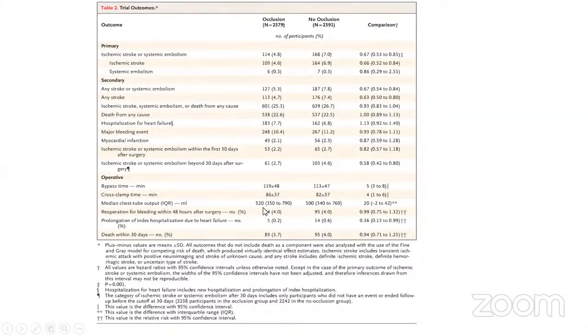The median chest tube drainage was 520 milliliters in the occlusion arm versus 500 in the no occlusion arm, which is not significant. Reoperation for bleeding was also quite similar, 4% in the occlusion group versus 4% in the no occlusion group. The prolongation of hospitalization due to heart failure is not found to be significant across the two groups.